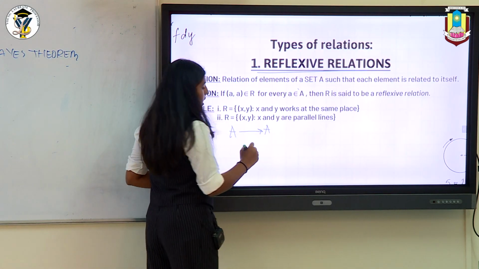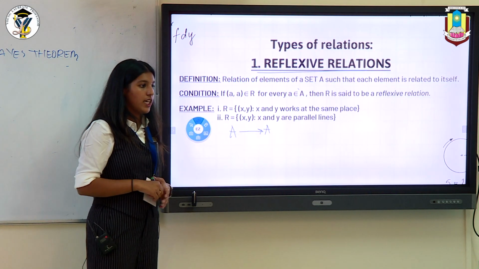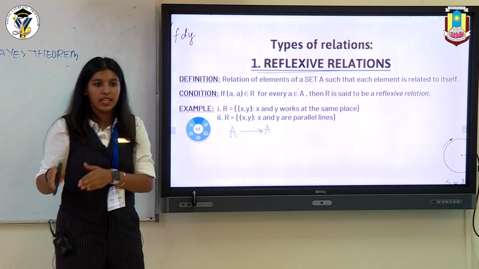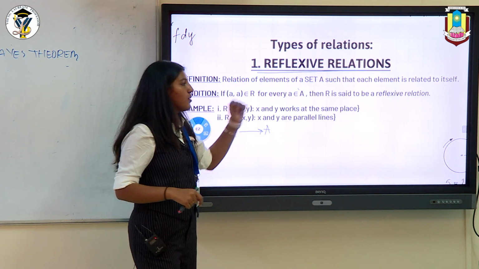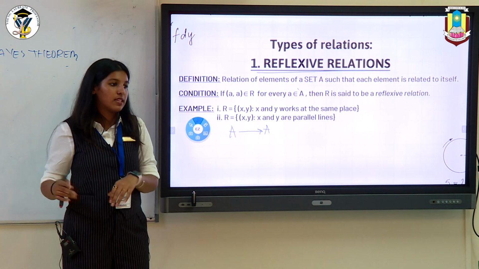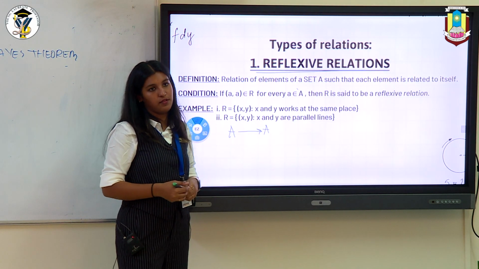For an identity relation, the first difference is it should be on the same set. It should be from set A to set A. It cannot be between two different sets. Whereas in reflexive, it can be from set A to set B. All that matters is that the elements are related to itself.